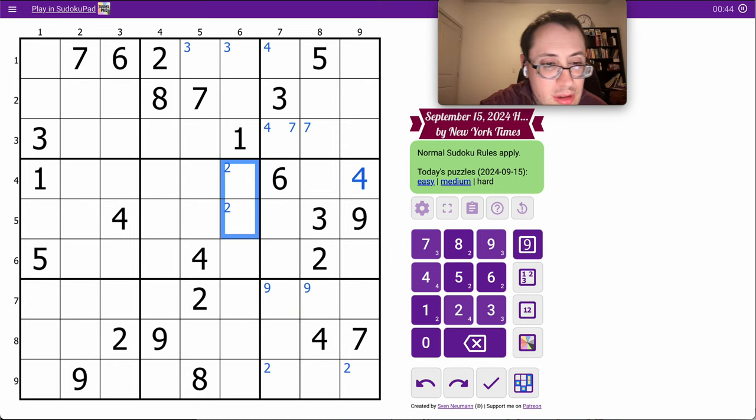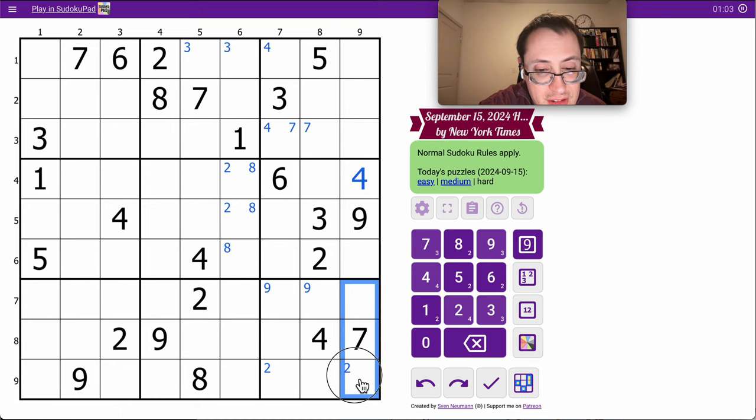In the middle three columns, I have a 2 and an 8. Unfortunately, the 2 and the 8 go in different spots. They are not a hidden pair. And on the right, four, I've already done. Three, I haven't done yet, but I can.